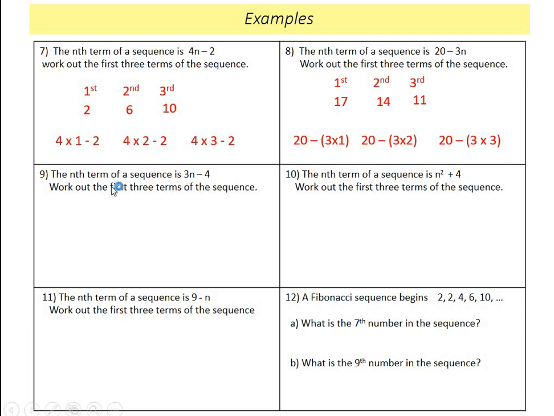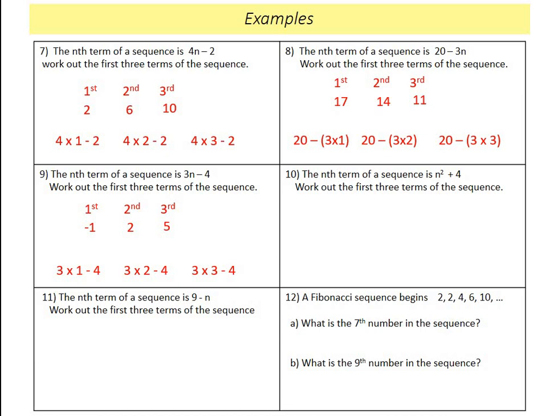Here's another one. The nth term of the sequence is 3n minus 4. So for the first term, I'm going to do 3 times 1 take away 4. That's going to give me an answer of minus 1. For the second term, I'm going to do 3 times 2 take away 4, which is going to give me an answer of 2. And for the third term, 3 times 3 take away 4 is 5. So the first three terms of my sequence are minus 1, 2, and 5.